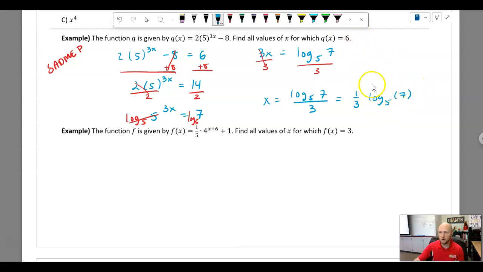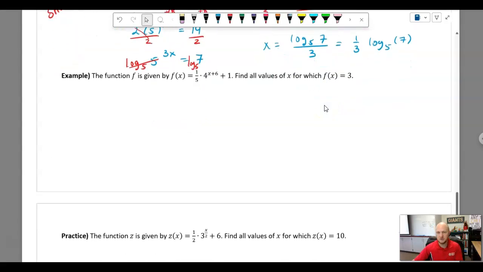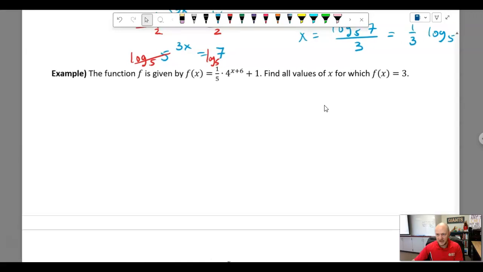Or if you had a calculator, you could evaluate that with a calculator. So here we're fine. This is most likely going to be a multiple choice question. I guess it could be a free response question too on 4. So let's look at another example.